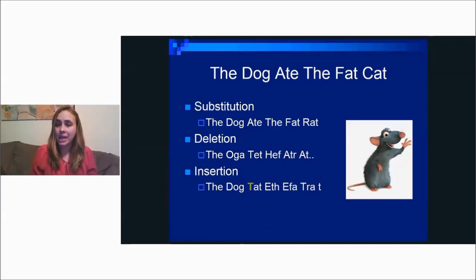Remember that many codons code for the same amino acid. So depending on the change, you may still have the same amino acid there, and the protein may end up being the same. The deletion, we deleted the D in dog, and so you get the sentence, the aga tet hef atter at. Well, that's not really a sentence anymore. It doesn't make any sense at all.